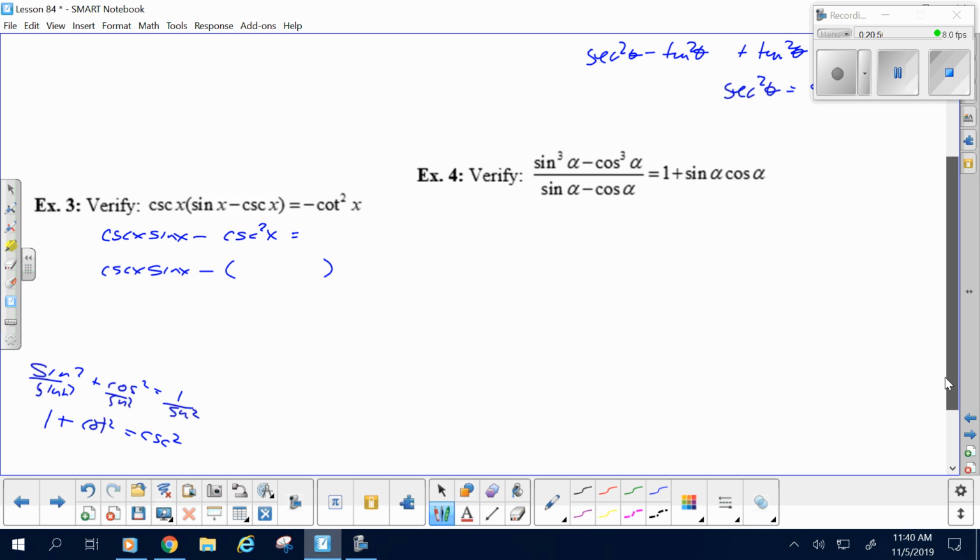So what's cosecant squared? 1 plus cotangent squared, yeah? You follow? Okay, now what do we do? I have no idea now. Give me something you could do. Change cosecant to 1 over sine.